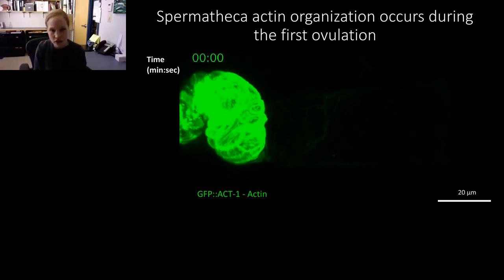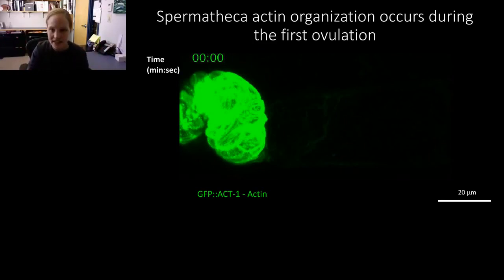What I'm going to show you here is a movie much like the one you saw earlier, except now I'm using a tissue-specific promoter driving GFP-labeled actin. So the only tissue you're going to see is the Spermatheca. Although you can't see it, there is a proximal oocyte that is ready to be fertilized right here. Sheath cell contractions are going to push the oocyte into the Spermatheca. The Spermatheca will become stretched out by the oocyte, and then dramatic actin reorganization is going to take place.